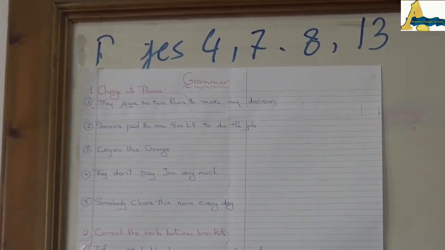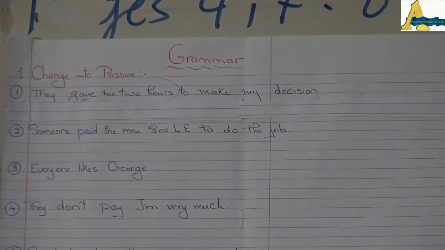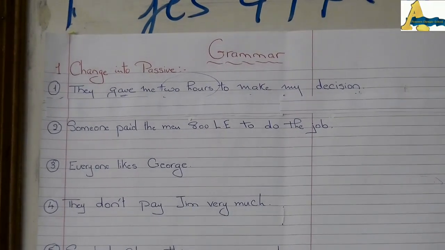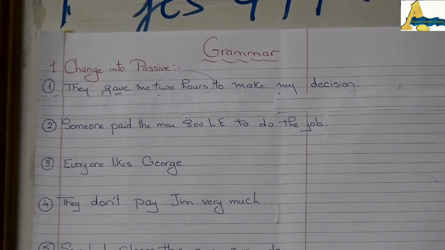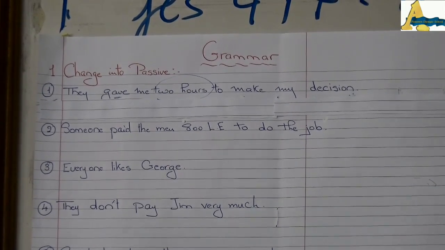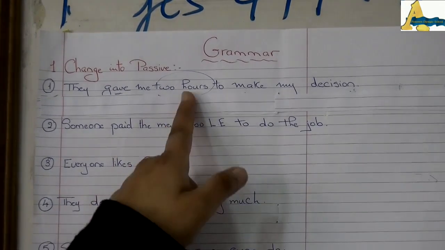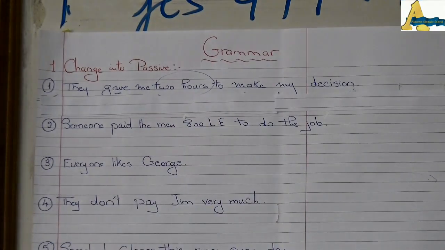Number 1, change into passive. The first question, they give me 2 hours to make my decision. To change into passive, we take the object of the sentence, then we start a new sentence with it. So here, they give me 2 hours. What did they give me? They give me 2 hours. So 2 hours here is the object of the sentence.